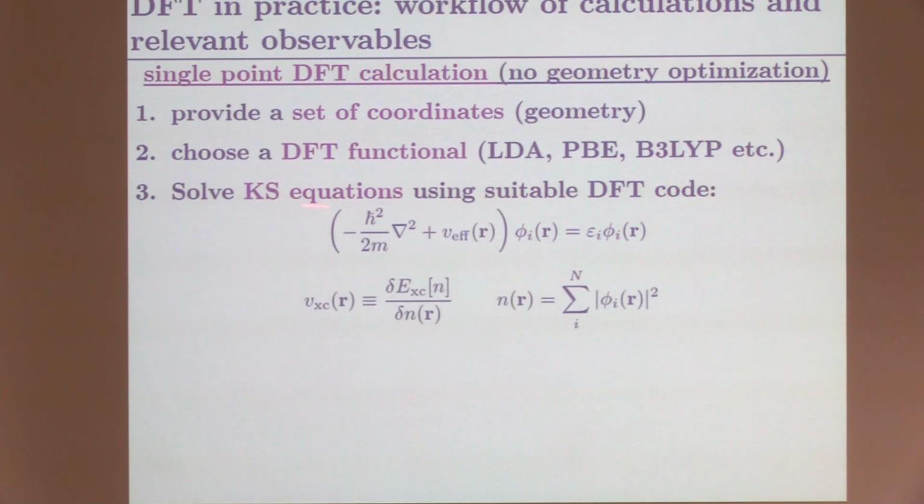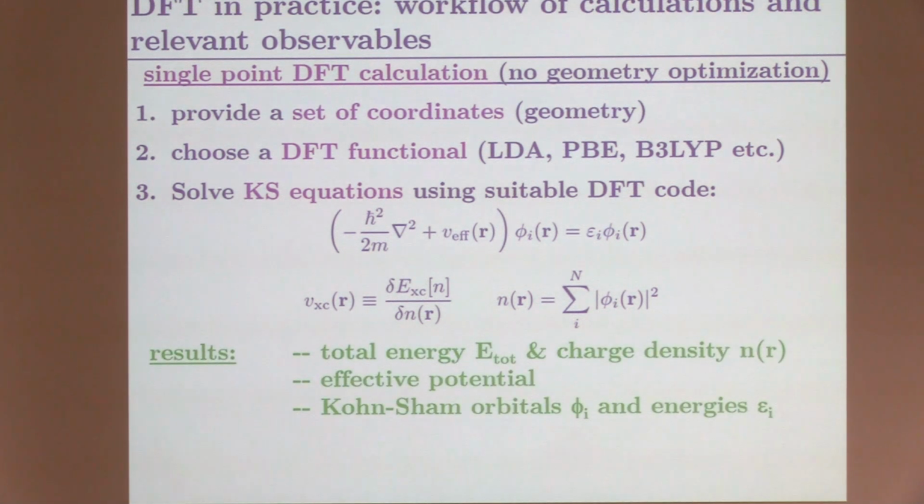I solve these Kohn-Sham equations using a DFT code of my choice. Again, I apply this Kohn-Sham Hamiltonian to my wave functions. And here I have the critical ingredients, the exchange correlation functional that I've specified here. And in the end, what I get are results of the calculation. If the calculation converged, I will get the total energy of my system, the ground state energy.